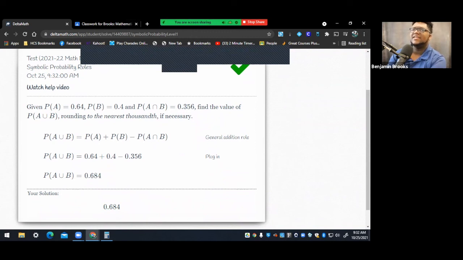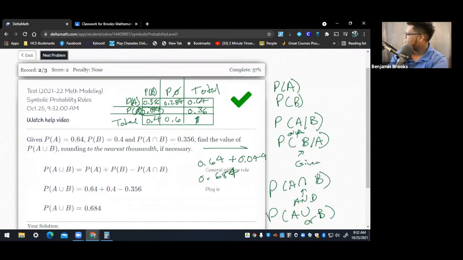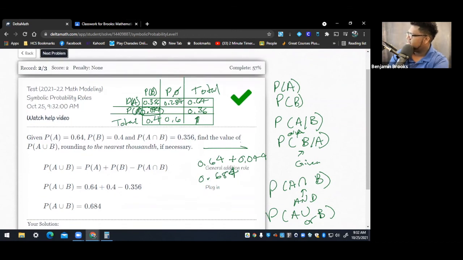Because if we were to go back to our thing up here, basically, if you take the probability that A happens, which would be 0.64, this right here, and the probability that B happens, if you were to add these two together, you're counting this one twice. So you need to subtract this off once to account for that.